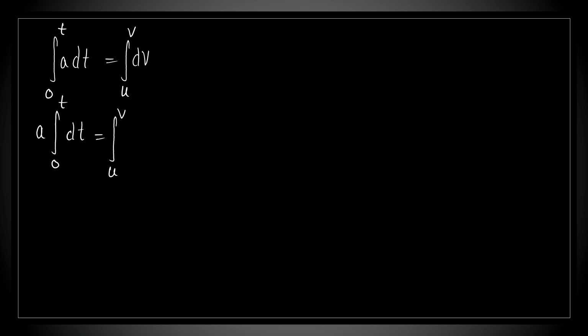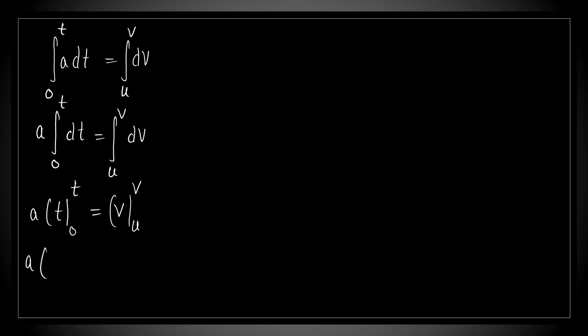Then integration of a dt equal to integration of dv, which is u to v and 0 to t. Here acceleration is uniform, which is constant. Then a times integration 0 to t dt equal to integration u to v dv. Then integration of dt is t, and the limits shift towards the right side 0 to t equal to integration of dv, sorry, limits go to the right-hand side, u to v.